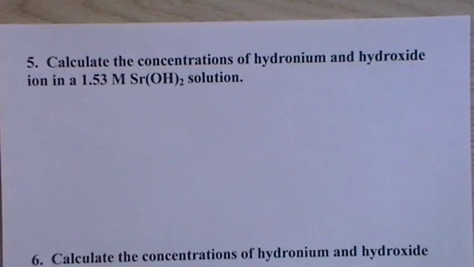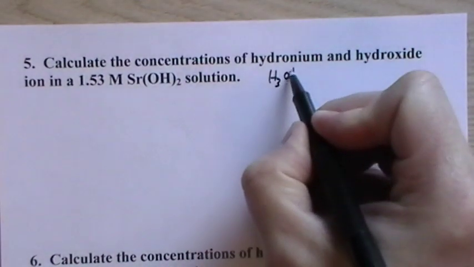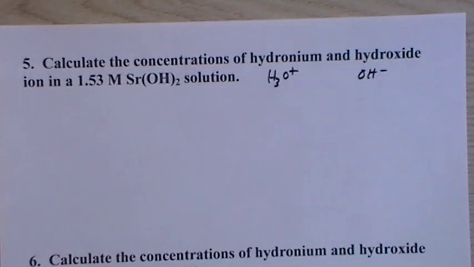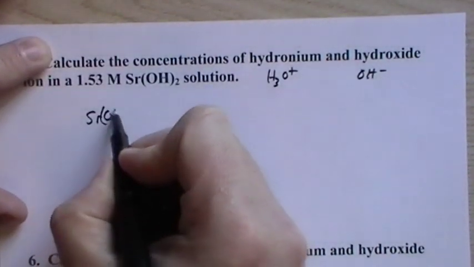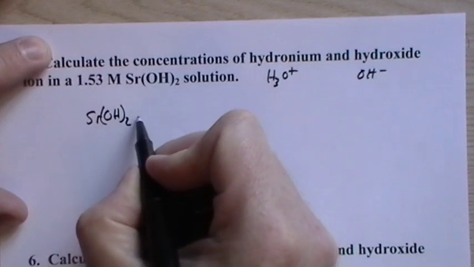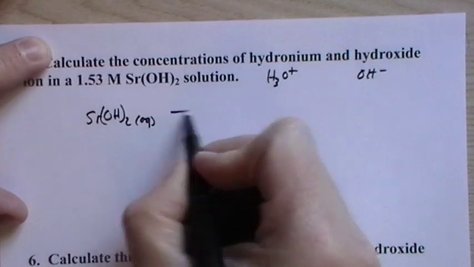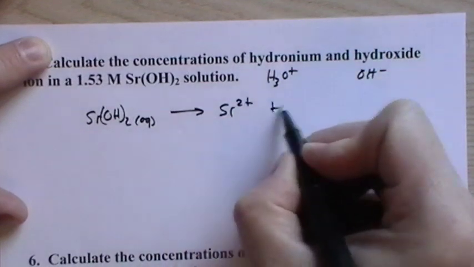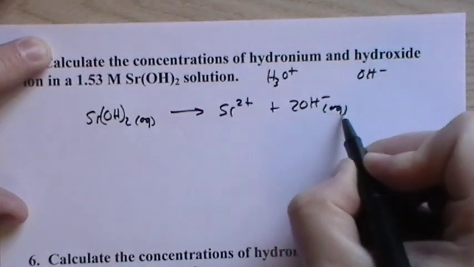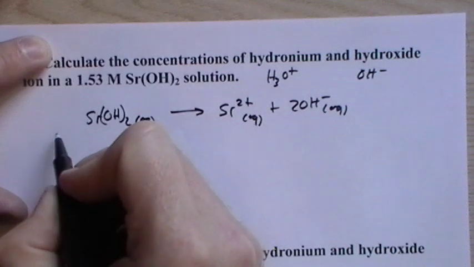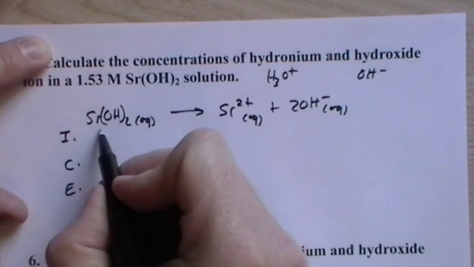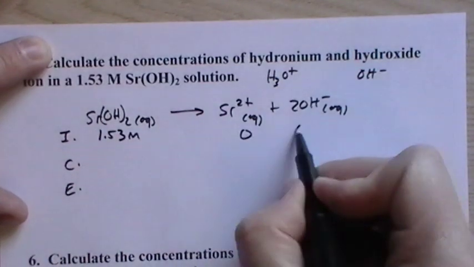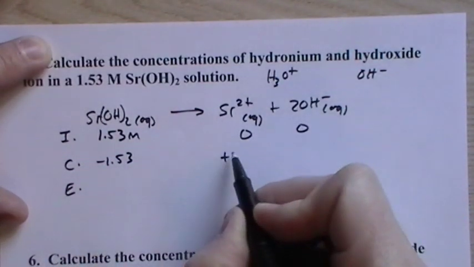Calculate the concentrations of hydronium ion, that's H3O plus, you should know that, and OH minus is hydroxide ion, in 1.53 molar strontium hydroxide solution. This is a strong base. That means that it will dissociate completely. So we can do our initial, change, equilibrium. This is 1.53 molar, 0, 0, minus 1.53, plus 1.53.